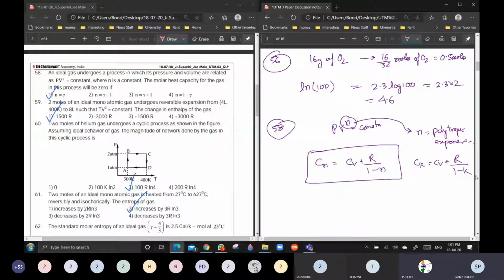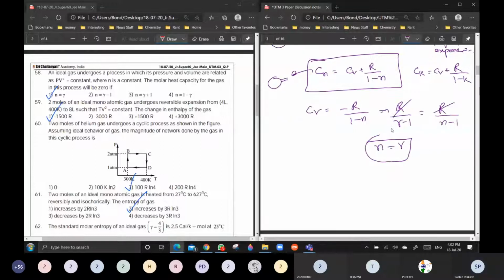Yes, sir. Once you have got this, you see, they have given that Cv will be equal to R by gamma minus 1, and they are saying that this should be equal to 0. So if this is equal to 0, this means you can write Cv is equal to minus of R by 1 minus n. This means you can write R by gamma minus 1 is equal to R by n minus 1. So n is equal to gamma. Getting my point?